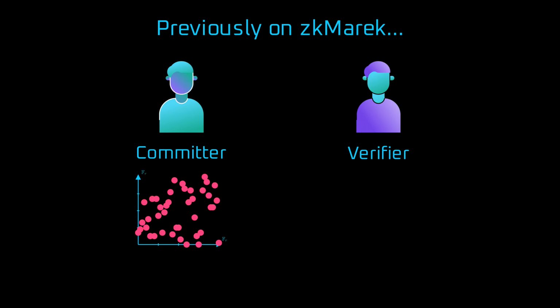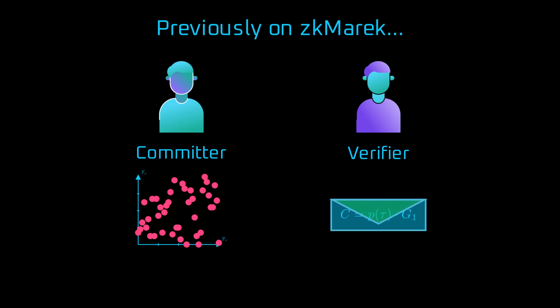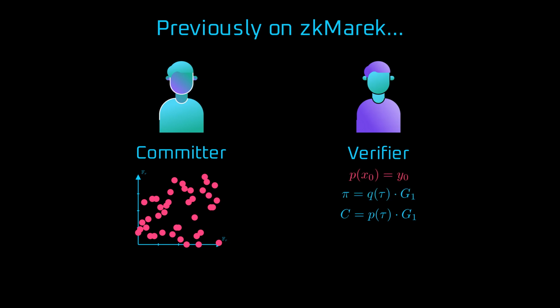In the previous episode, we explored the KZG commitment scheme. The key feature is that it allows us to commit to polynomials. Effectively, we can digest the whole polynomial to a single EC point, commitment C, and verify its value at a certain x0 coordinate with a proof, another EC point.